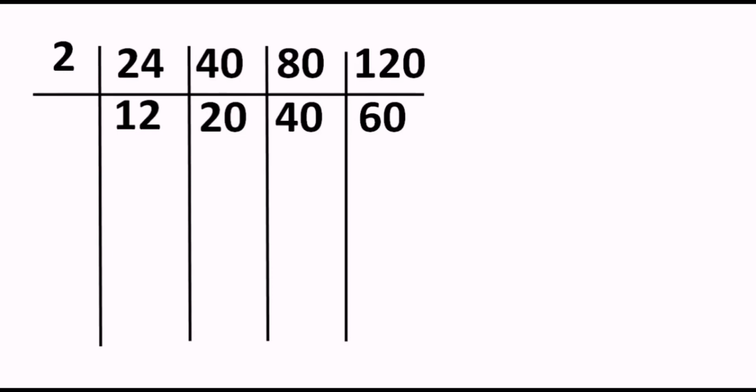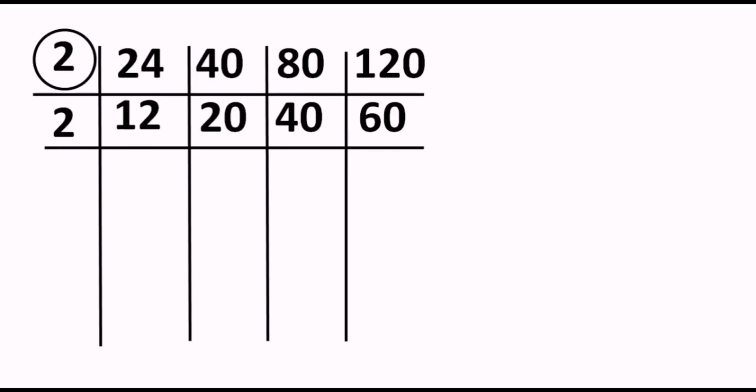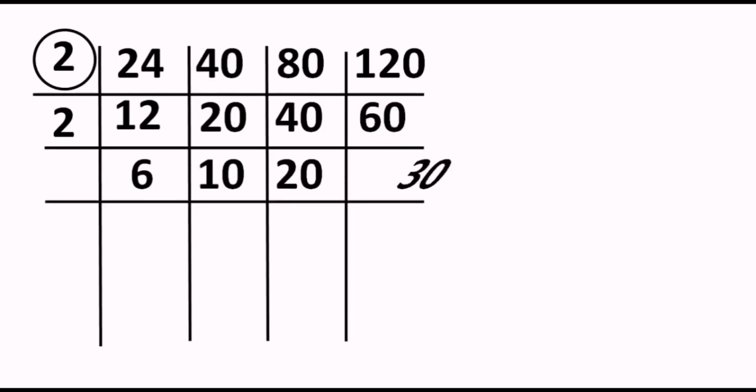So 2 has divided all these 4 numbers. So here we go, encircle it, right? Now again, the bottom layer we got all even numbers. So here we go again with 2, right? So when 12 is divided by 2, we get the answer 6. 20 divided by 2, we get the answer 10. 40 divided by 2, we get the answer 20. And 60, make it half, so answer will be 30, right?